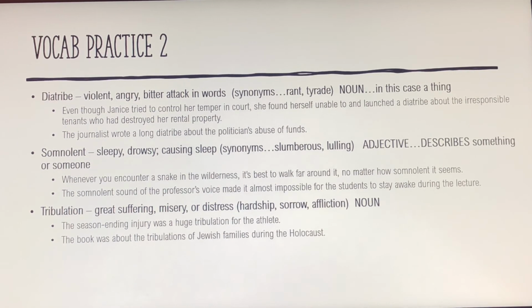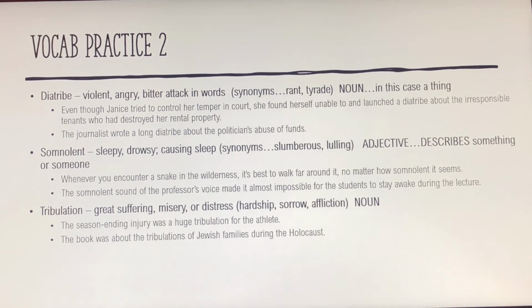It says the book was about the tribulations of Jewish families during the Holocaust. So this one, we know that the Holocaust was an awful thing and that families went through horrible things, definitely great suffering, right? Definitely sorrow, like death even. And so this book, apparently a novel someone has written, really focuses on all the things that went wrong and that they had to go through that were really bad.